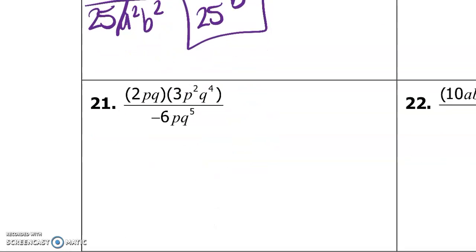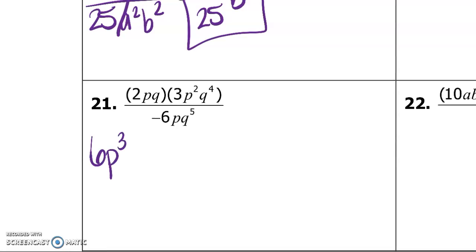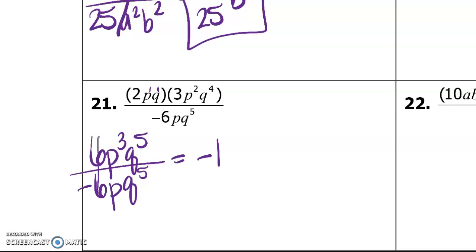For 21, we need to get rid of our parentheses by multiplying. So we don't have any exponents on the outside of our parentheses, so we just need to multiply the top together. 2 times 3 is 6. P to the 3rd, don't forget there's an invisible 1. Q to the 5th. Over negative 6 PQ to the 5th. So 6 over negative 6 cancels out to a negative 1. You don't need the 1 though, just the negative sign. P squared, and the Q's cancel out. So just negative P squared is what you would have for 21.